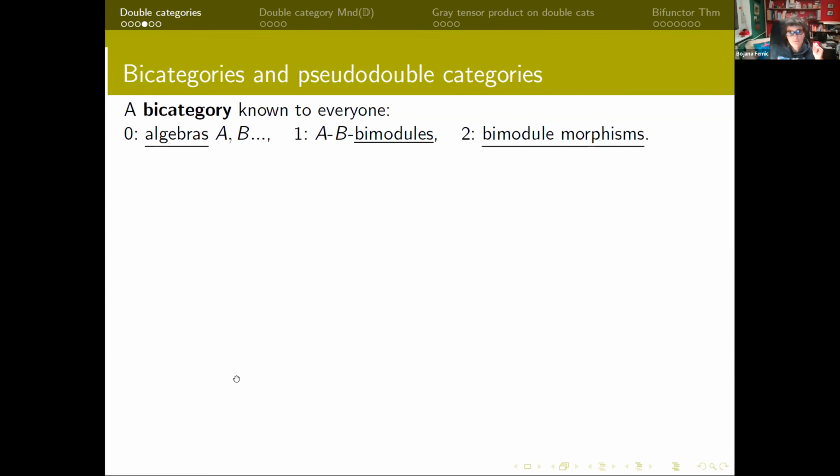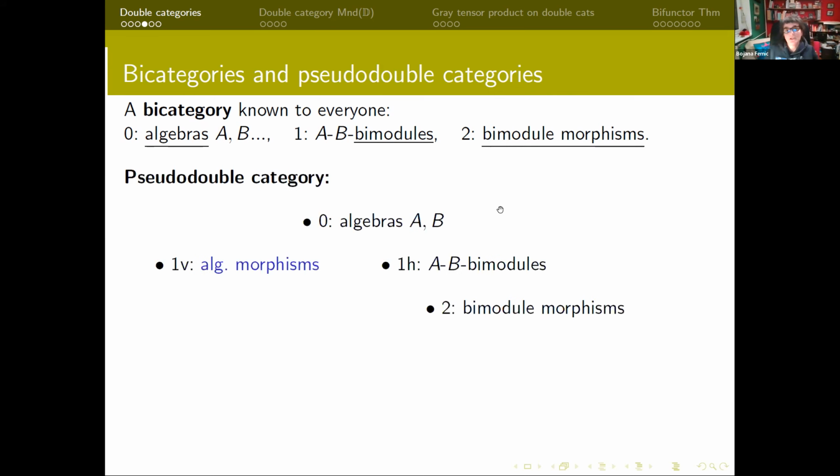Here is an example of, for me, the base example, the most famous bicategory, whose 0 cells are algebras, 1 cells are bimodules, and 2 cells are bimodule morphisms. But when considering this bicategory, we are excluding something very important, one basic algebraic gadget, and these are algebra maps. So if we want to include them in the picture, then we should really consider the pseudo-double category, where on the diagonal I put this bicategory above, and off diagonal I add algebra morphisms.